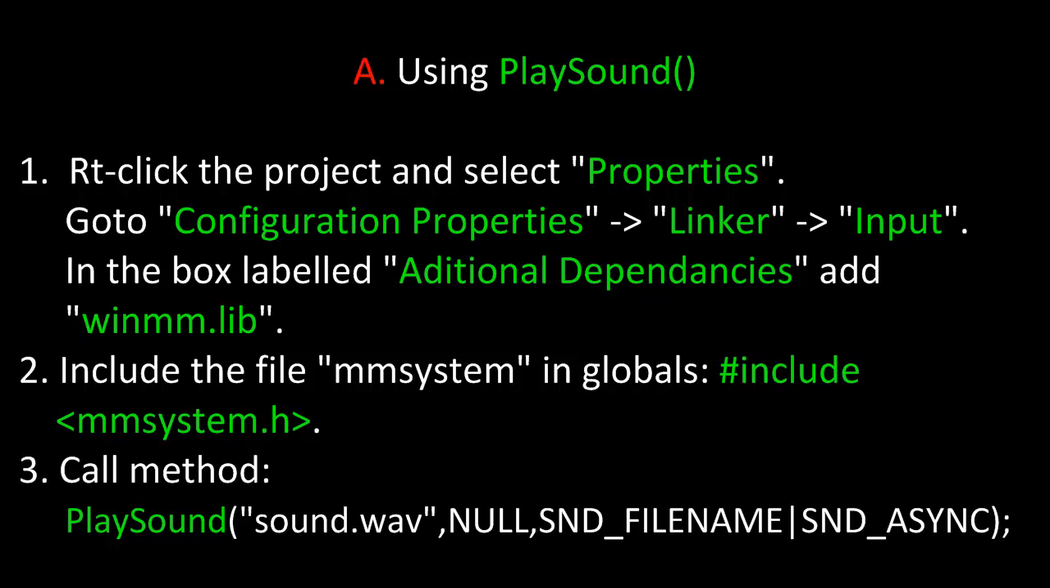Go to Configuration Properties, Linker, Input, and in the box labeled Additional Dependencies, add winmm.lib. Next, include mmSystem.h in your globals. Third, call the method PlaySound, passing in the name of the file, null, SND_FILENAME to specify the sound file's name, and one of several flags such as asynchronous, synchronous, or loop.